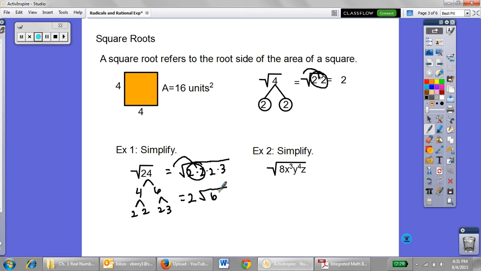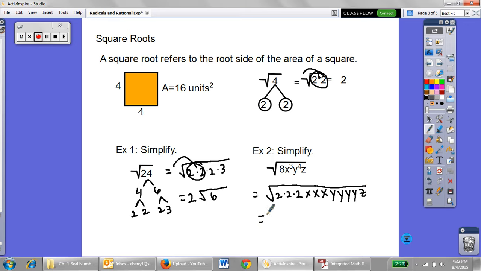Next, I'm going to go ahead and simplify this square root. So breaking this down, I can write everything underneath the square root sign. 8 is 2 times 2 times 2. I write x times x times x, since there's 3 of them. 1, 2, 3, 4 y's, and a z. And all of these are being multiplied together.